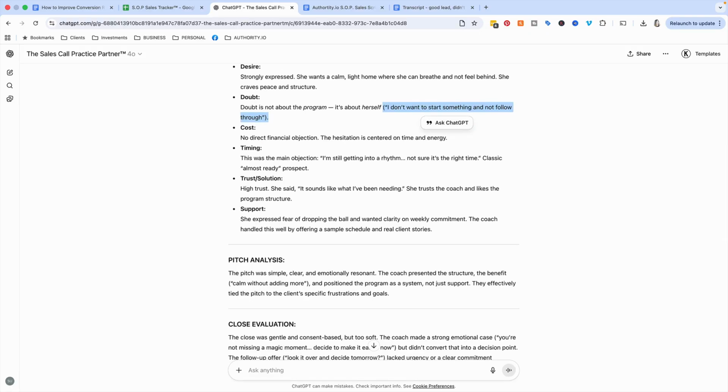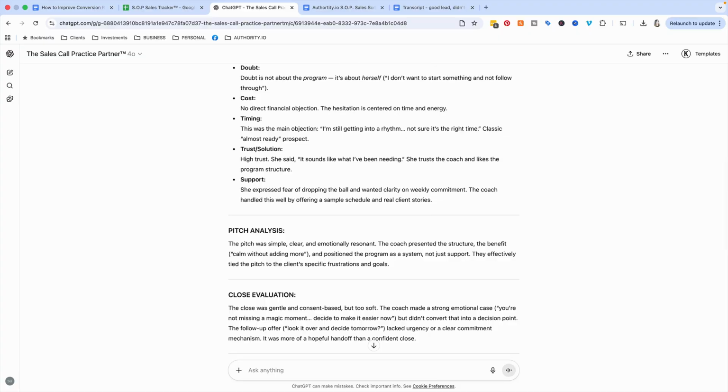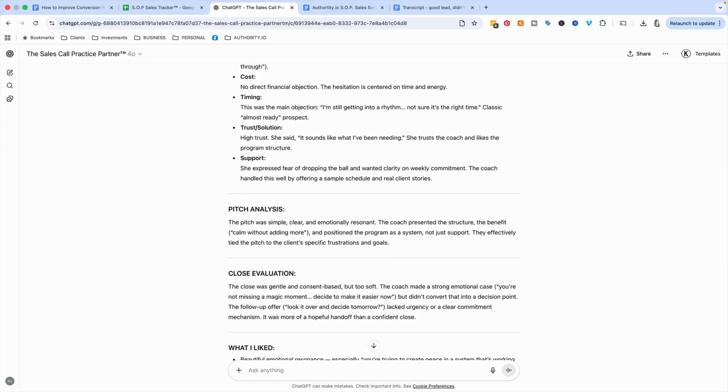No direct financial objection. The hesitation centered on time and energy. Timing was the main objection. I'm still getting into rhythm. Not sure if it's the right time. Classic, almost ready prospect. Trust in solution, high trust.